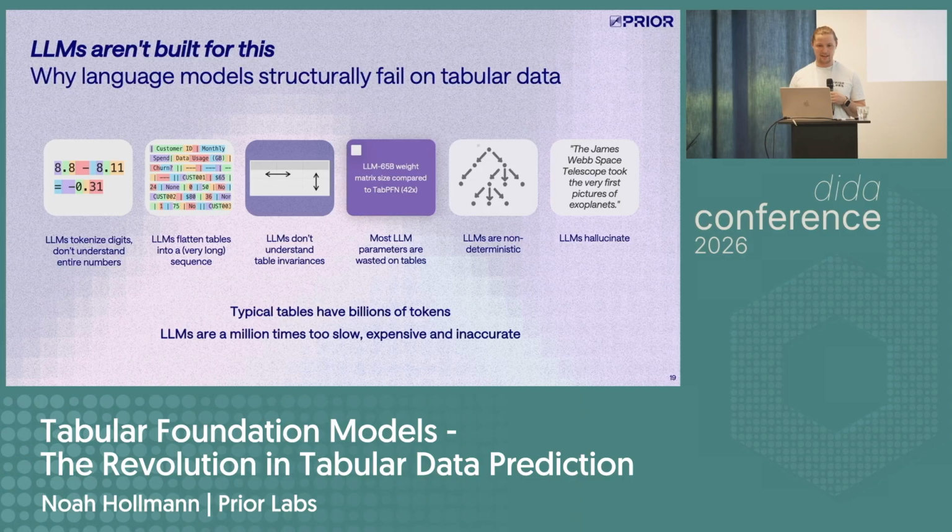And then LLMs are non-deterministic, right? You put in the same thing, you get a different result every time, and they hallucinate. So all of these things are solved with tabular foundation models. They are built specifically to tackle all the things that really matter when we do prediction on tables.